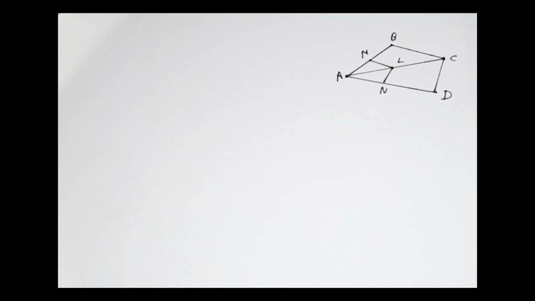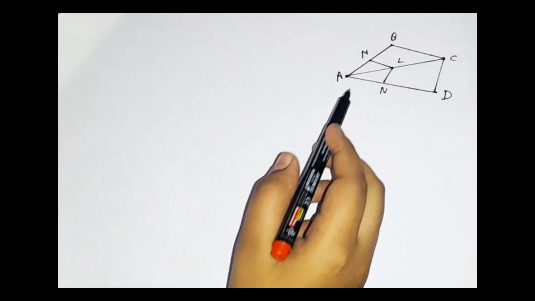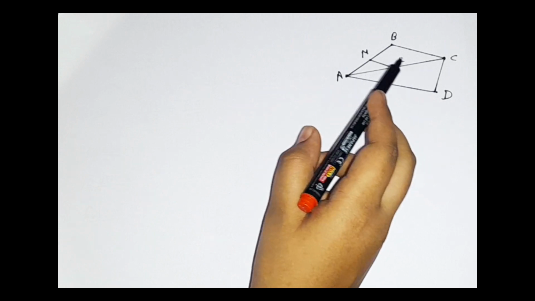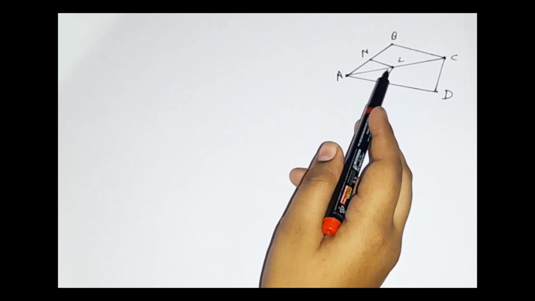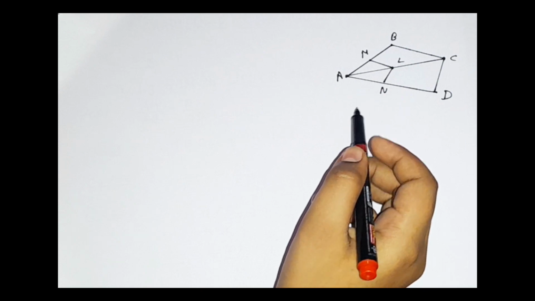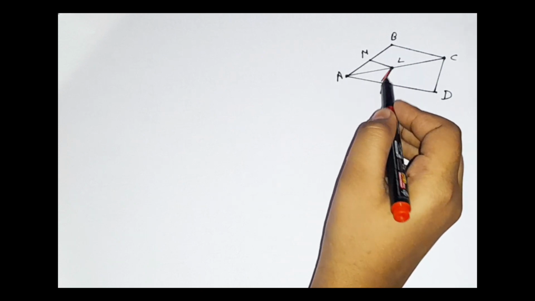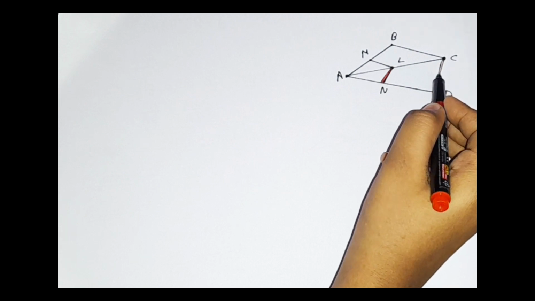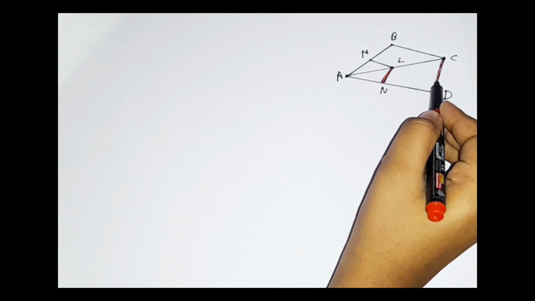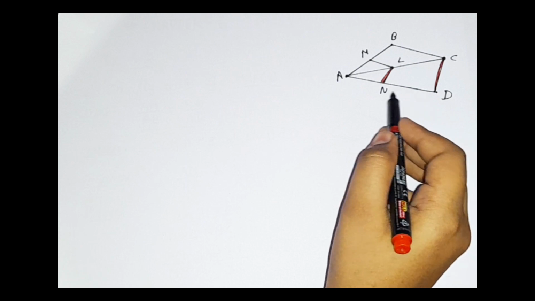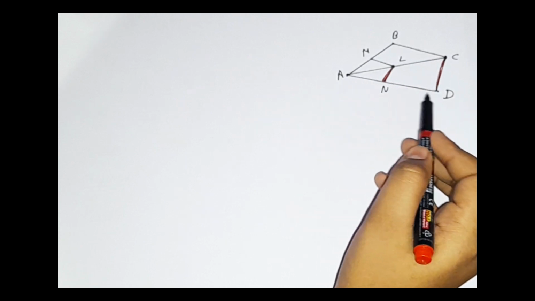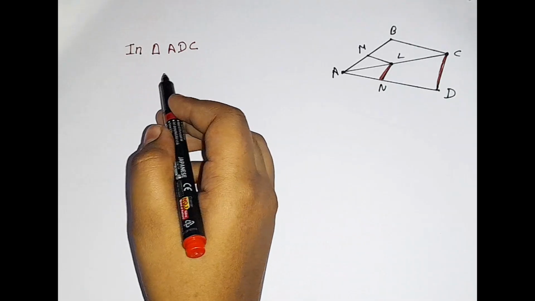Now we can take the next triangle. Before taking it, let us see what is given in the question. According to the question, LM is parallel to CB, or BC, and LN is parallel to CD. So where is LN? LN is right over here and CD is right over here. This was given in the question. It lies on triangle ADC, so we can write in triangle ADC.